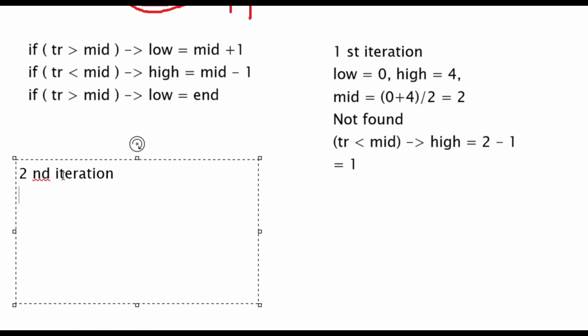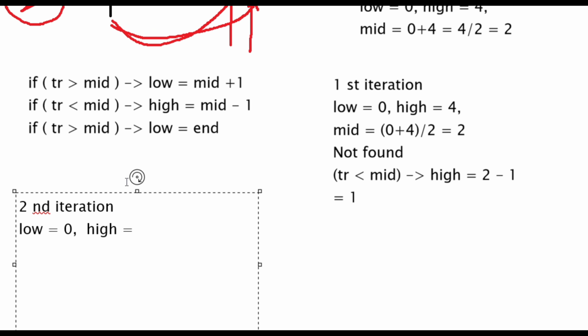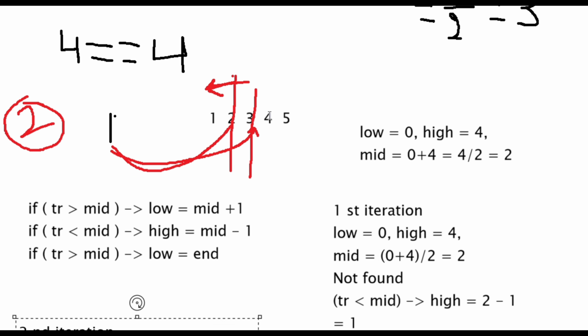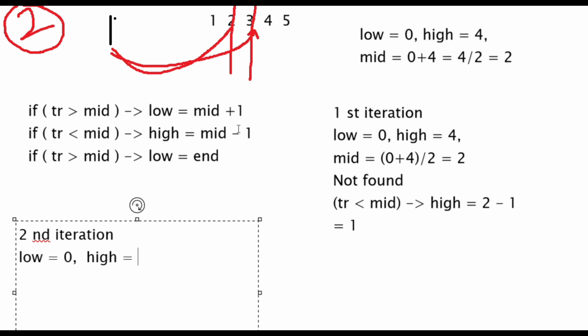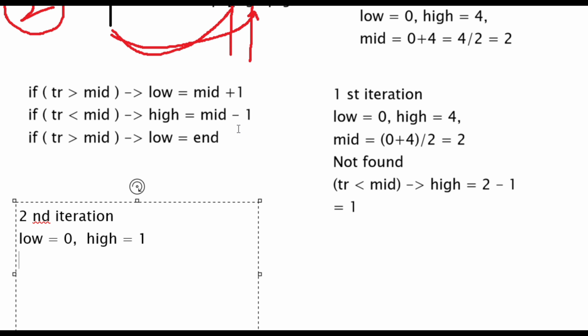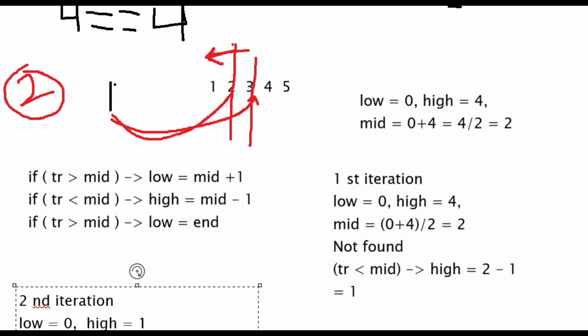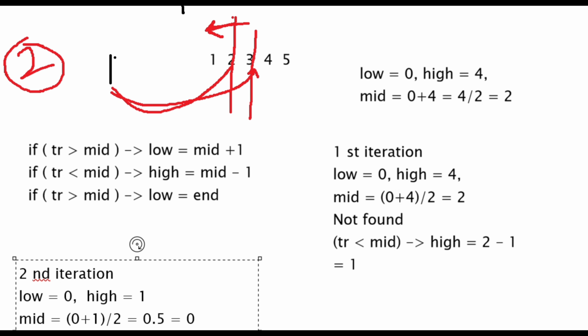In the second iteration, low will be, as usual, 0, and what is high? It is not found there, right? 2 is not found there. So again mid minus 1. So 1 doesn't match; here you can see high value is 1, and mid value is 0 plus 1 by 2, which gives us 0.5. Let it be like 0. Yeah, you found it at the 0th index. Now I'm going to change the color because we found it, right?